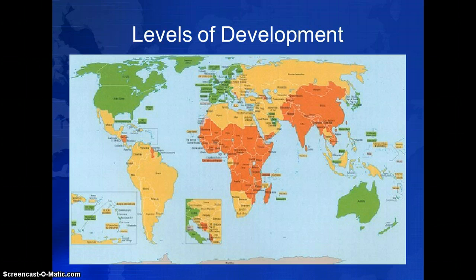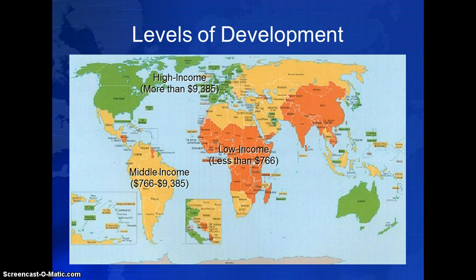Today, the World Bank divides the world into three broad categories of development. High-income countries are those with a GDP per capita of more than $9,385. Middle-income countries are those with a GDP per capita of between $766 and $9,385. And low-income countries are those with a GDP per capita of less than $766.